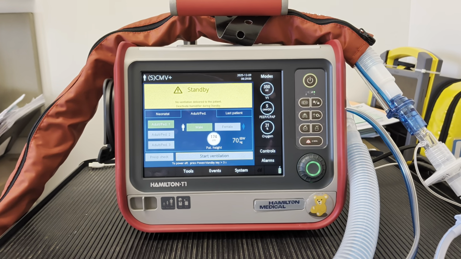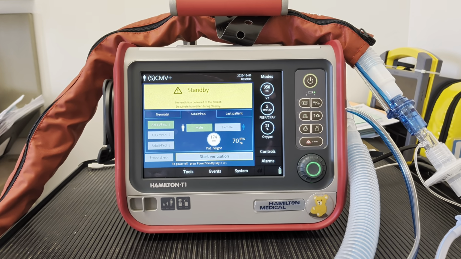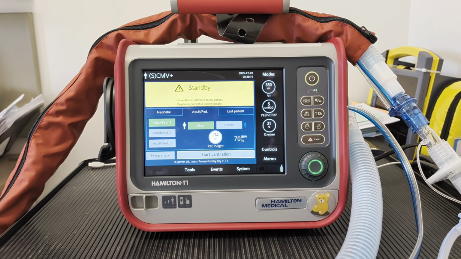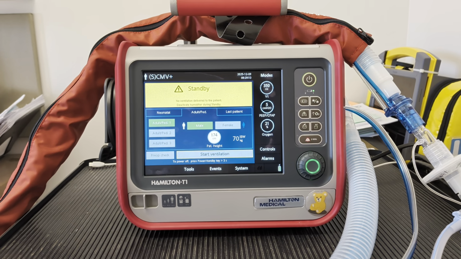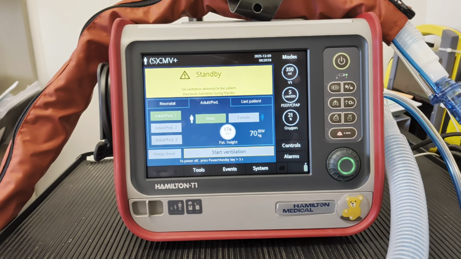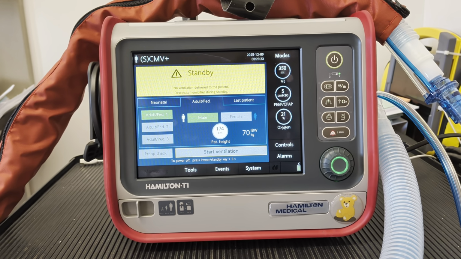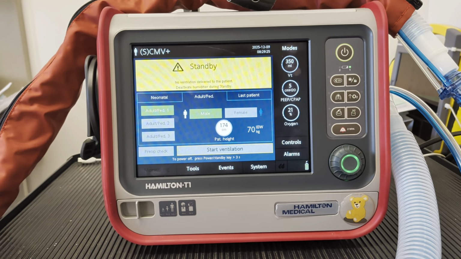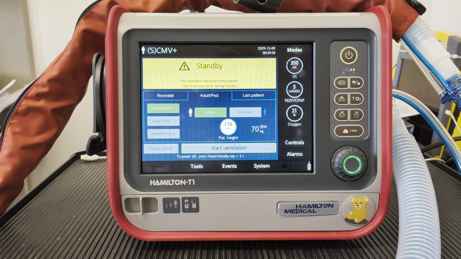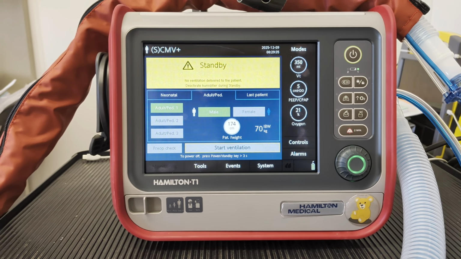And obstructive pathologies are going to present with an increase in the airway resistance. This is sometimes called RAW, R-A-W, that is airway resistance. Resistance is how much pressure it takes to drive a certain volume of gas into the airways in a certain period of time. And so airway resistance is commonly measured in centimeters of water per liter per second.